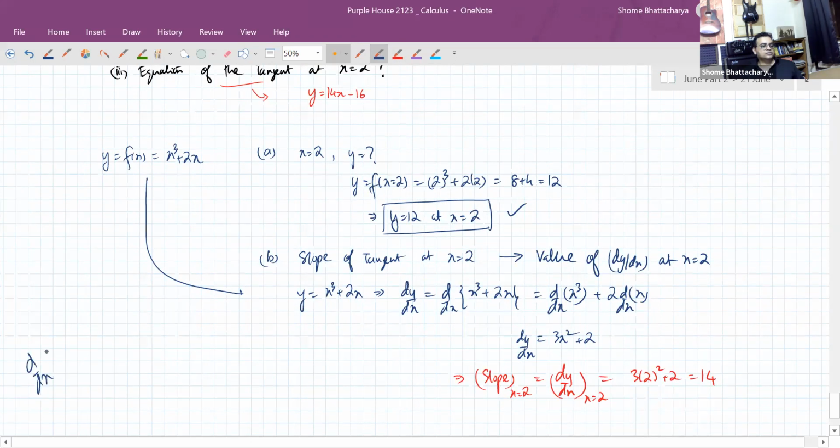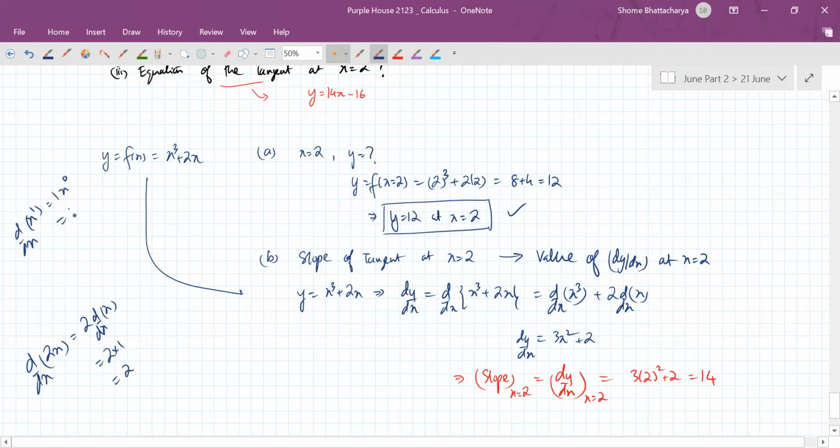Differentiation of 2x, no? It is 2 times differentiation of x. Okay. So that's 2 into 1. Differentiation of x to the power 1 is 1.